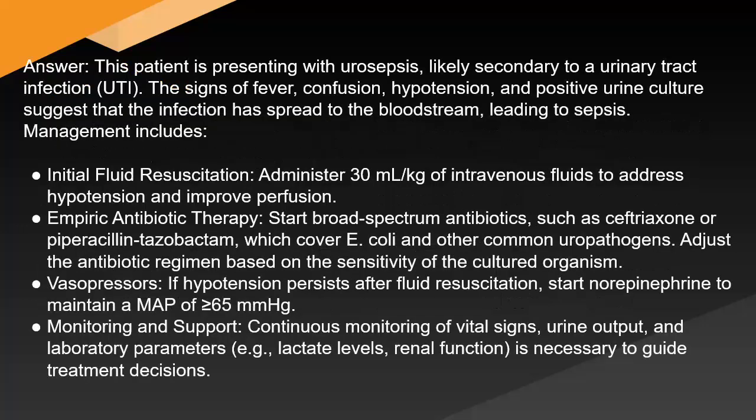Answer: This patient is presenting with urosepsis, likely secondary to a urinary tract infection (UTI). The signs of fever, confusion, hypotension, and positive urine culture suggest that the infection has spread to the bloodstream, leading to sepsis. Management includes initial fluid resuscitation: administer 30 mL/kg of intravenous fluids to address hypotension and improve perfusion. Empiric antibiotic therapy: start broad-spectrum antibiotics such as ceftriaxone or piperacillin-tazobactam, which cover E. coli and other common uropathogens. Adjust the antibiotic regimen based on the sensitivity of the cultured organism.